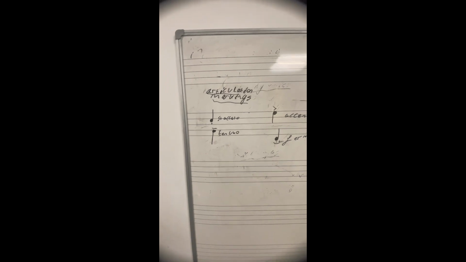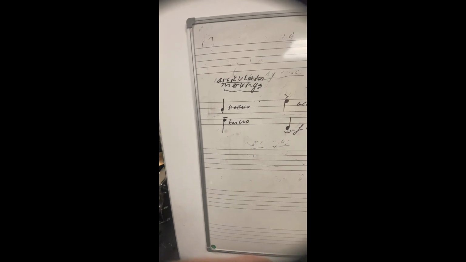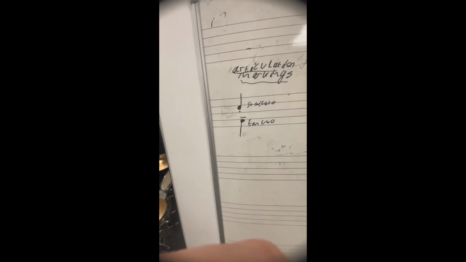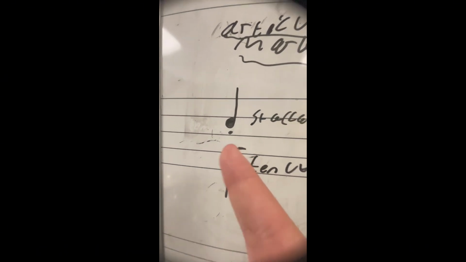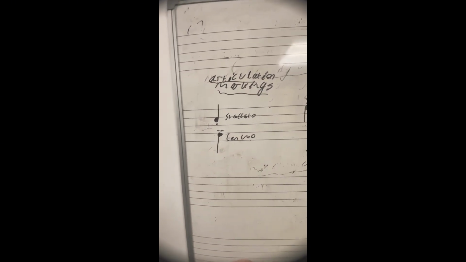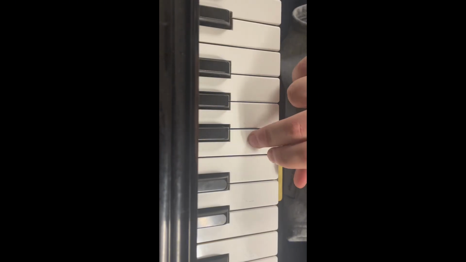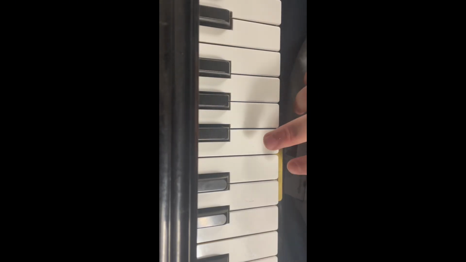So now I'm going to do articulation markings. I'm going to start with staccato. So staccato is shown with a note with a dot underneath it. And this is a short and detached note. This is staccato. 1, 2, 3, 4, 1, 2, 3, 4. So it's like very quick, blippy notes.